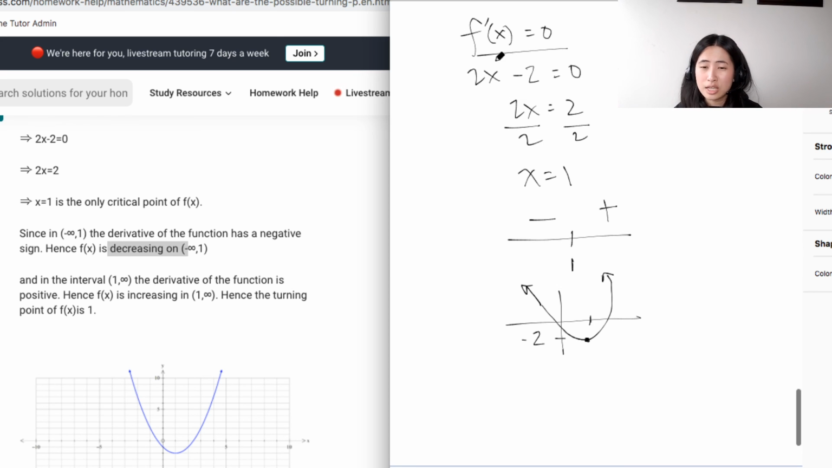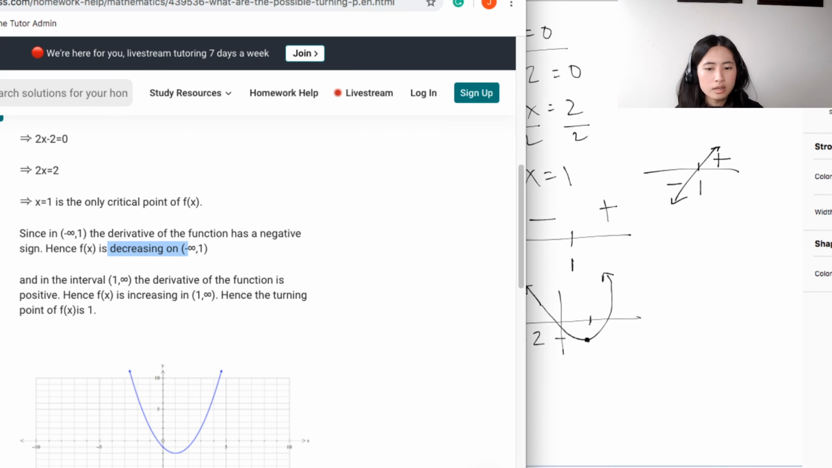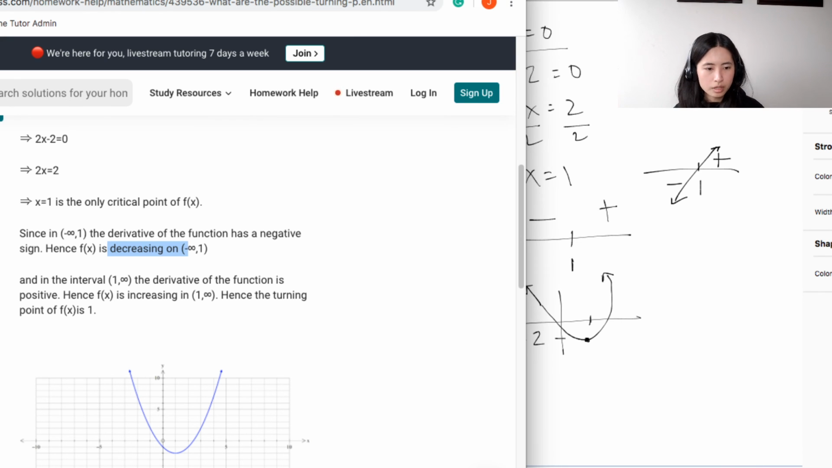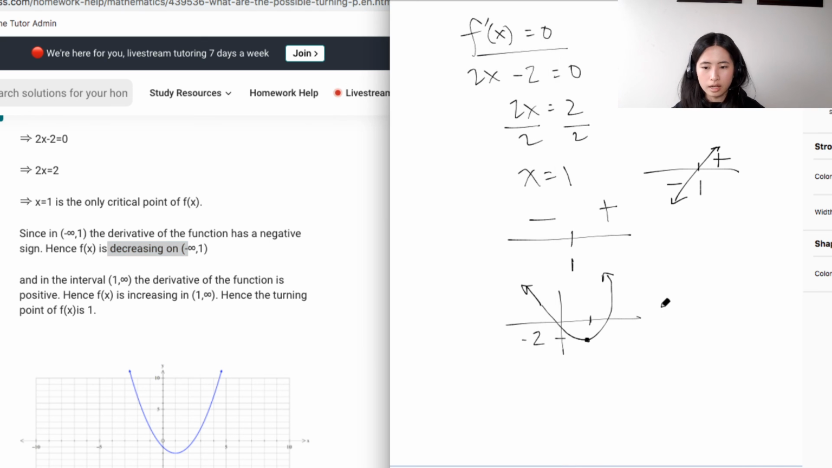Or you can simply graph 2x minus 2. We're going to see that it looks something like this, and you have negative and positive in here. So this is where your 1 is at. And it's a linear function, that's why it's sloping up, because it's a positive slope. So apply the first derivative test, or you just graph 2x minus 2. Great. So it's increasing from 1 to infinity, as they've mentioned.